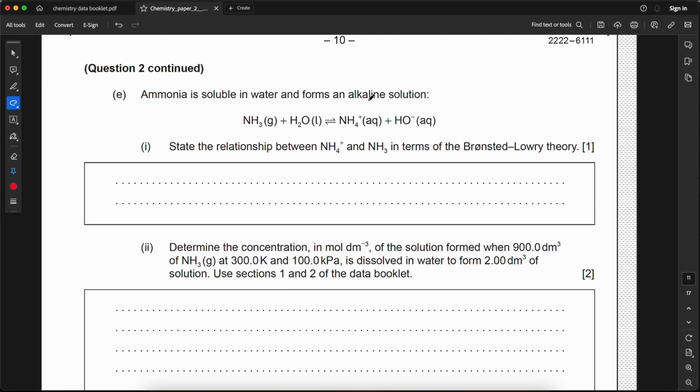Ammonia is soluble in water and forms an alkaline solution. State the relationship between NH4+ and NH3 in terms of the Bronsted-Lowry theory. Okay, so H2O loses a proton and becomes OH minus, so it means it donates a proton, so we can say this one is an acid. So if this one is an acid, this one will be the conjugate base.